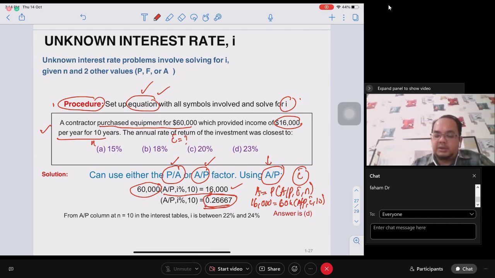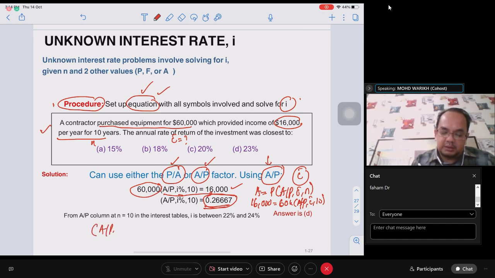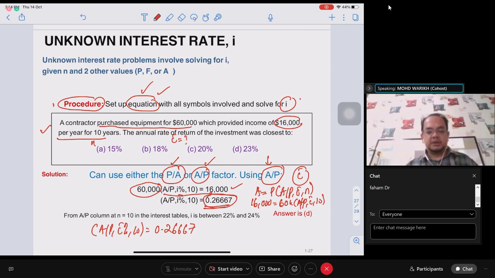okay, refer to the table. That means that we don't know the I. A over P is 0.06667. That means that you have to refer to the table, please find the nearest number to this number. Each page.